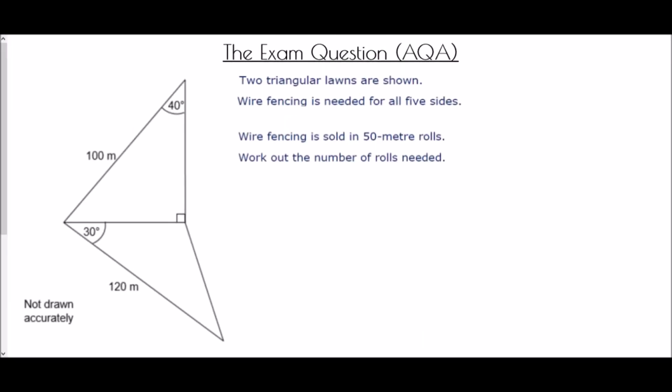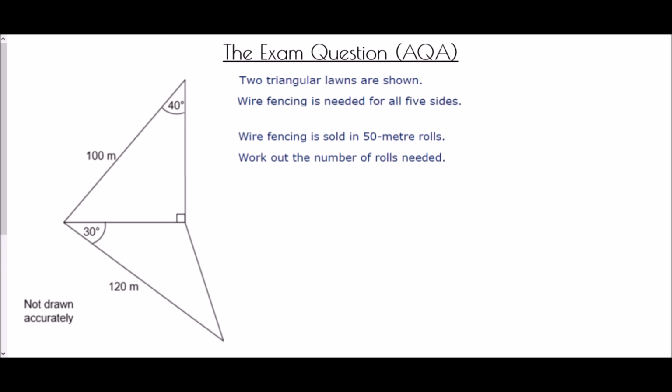Okay, and so to end, we come to the exam question, and this one came from AQA, and we were told the two triangular lawns shown, and wire fencing is needed for all 5 sides. Wire fencing is sold in 50-metre rolls. Work out the number of rolls needed.